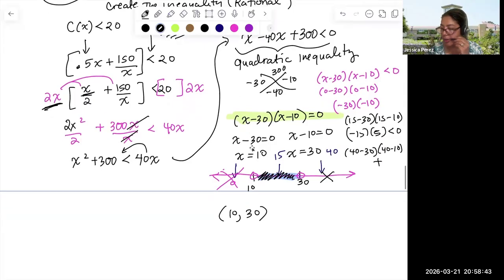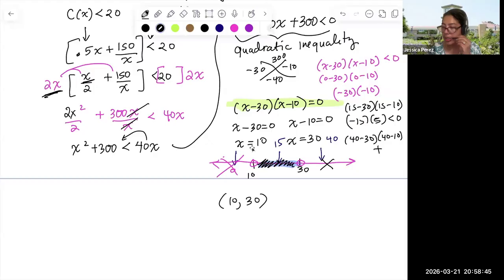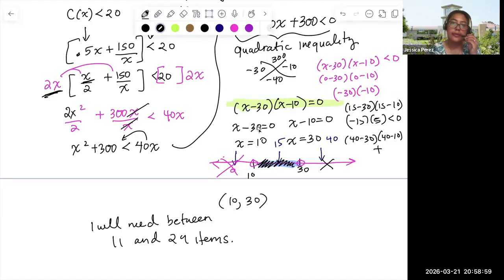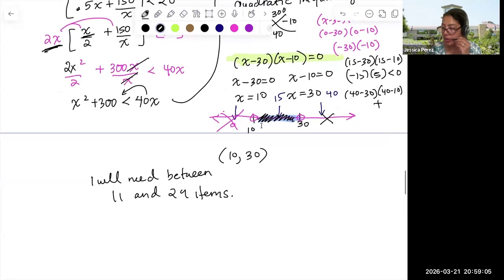So that means that if I'm excluding 10 and 30, I will need between 11 and 29 items, inclusive. So these are the items that may be produced, because this is an application problem.